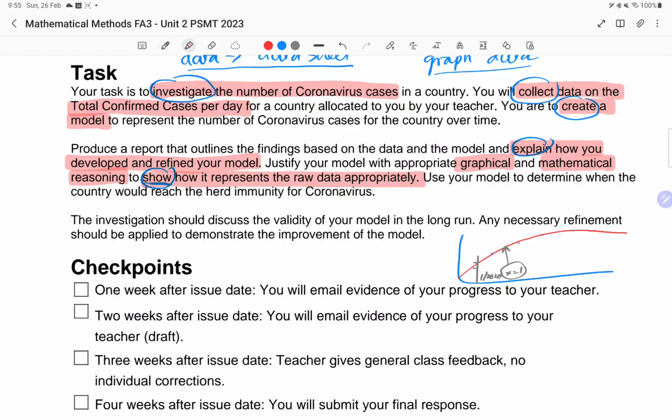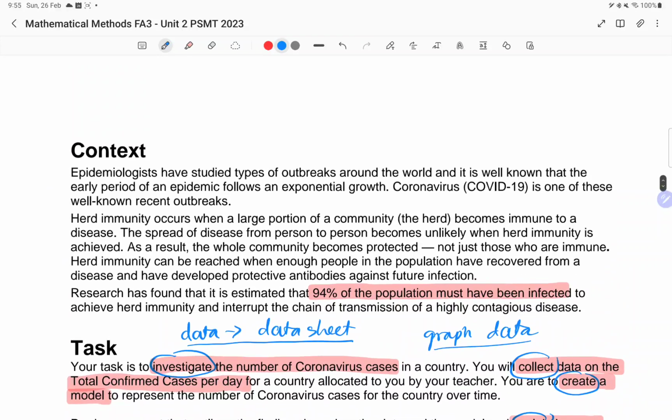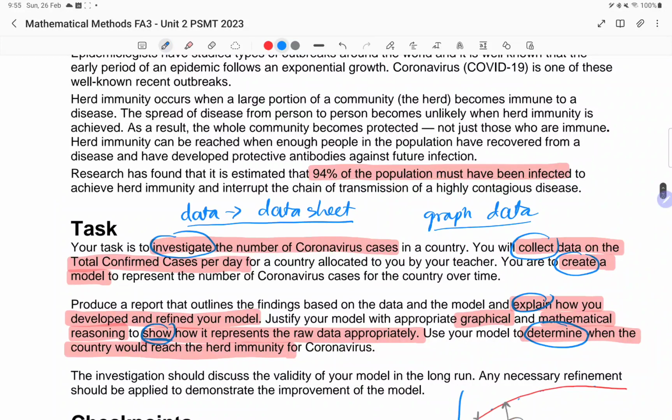So that's why, again, look at all of the keywords, right? Determine when the country would reach herd immunity. So determine. This is another, I'll use the same color, this is another calculation, right? You have to determine when it will reach herd immunity, and herd immunity is up here. 94% of the population must be infected. So basically you're putting two and two together, just find out when 94% of the population will be infected. That's it.